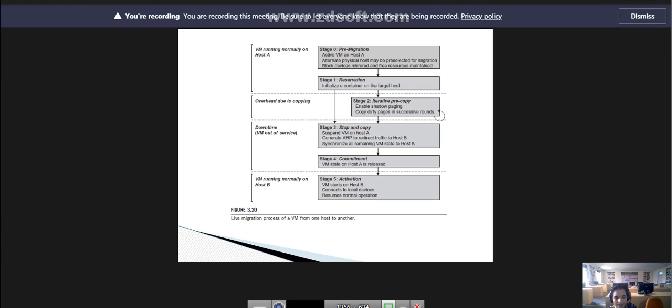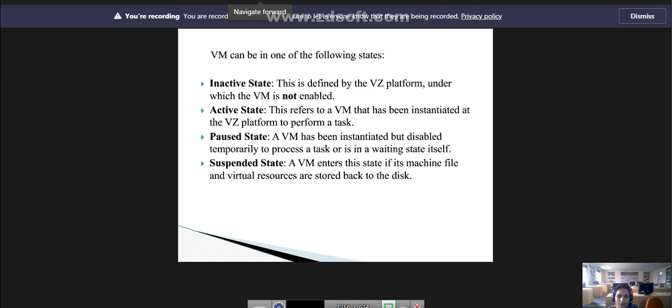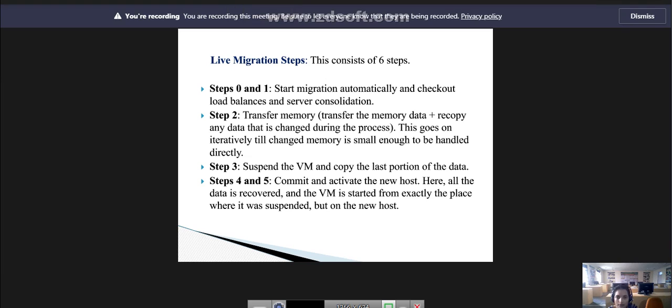Now, in steps 4 and 5, commit and activate the new host. After all the needed data is copied to the destination host, the virtual machine reloads the states and recovers the execution of the program in it, and the service provided by the virtualization continues. So this is the working of the diagram. These are the steps we have explained now.